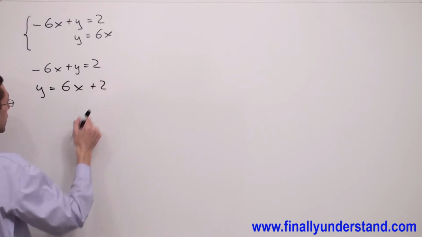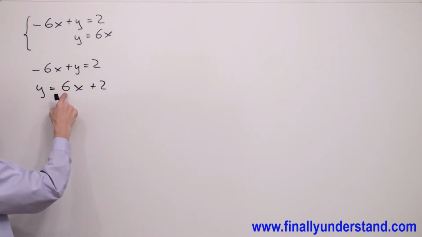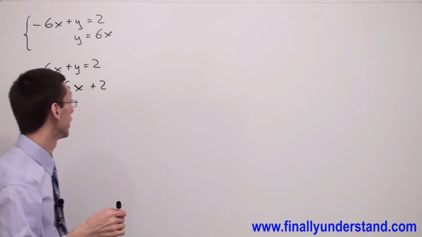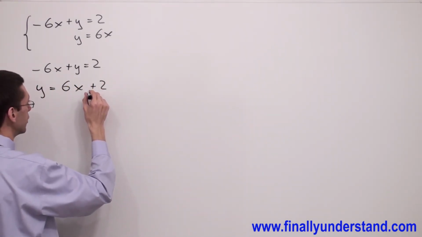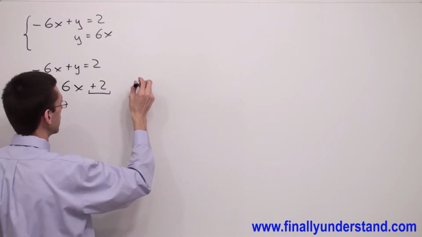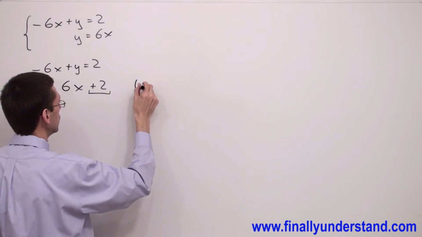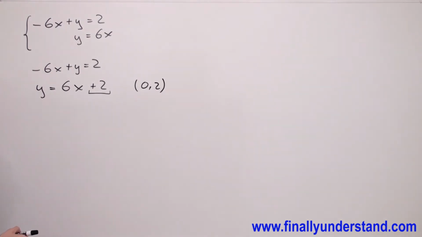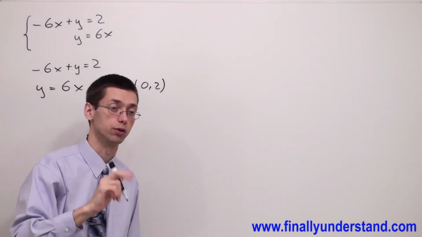plus 2. Okay. Now let me remind you that the coefficient next to x is the slope and the constant represents the y-intercept. Okay, so this is my y-intercept. In this case it has coordinates 0, 2. Now, this is my first point. In order to draw a straight line, I'm supposed to have at least 2 points.